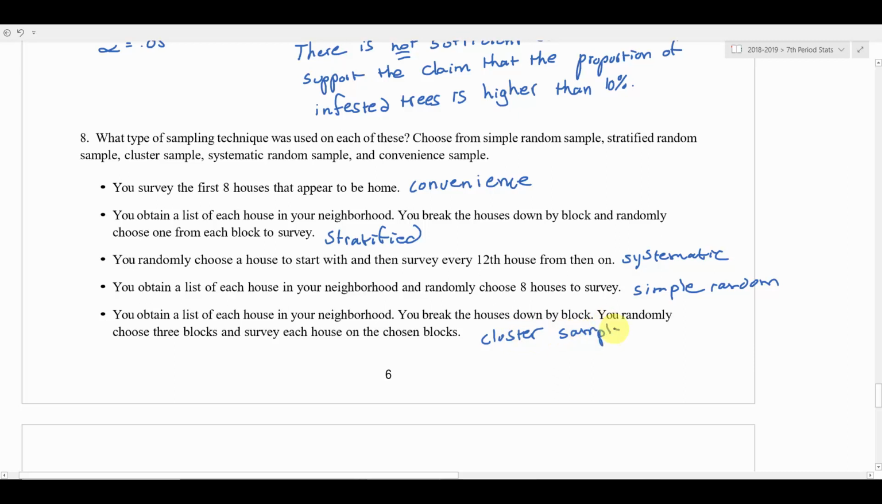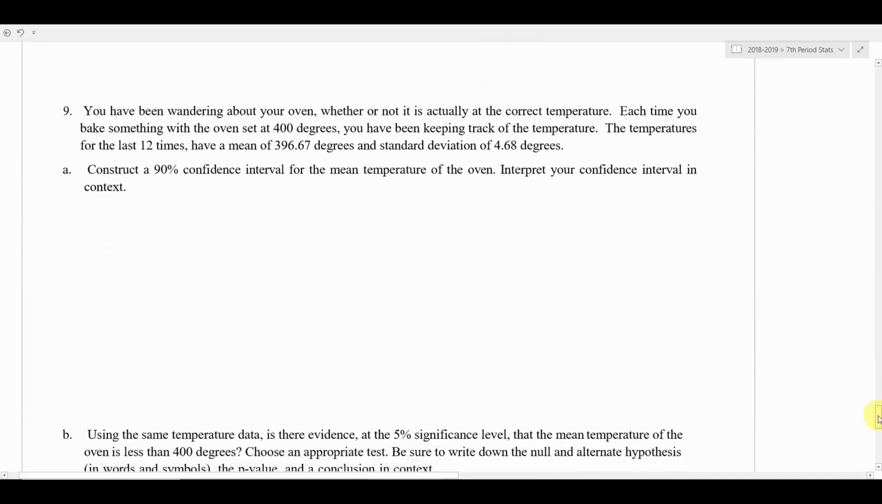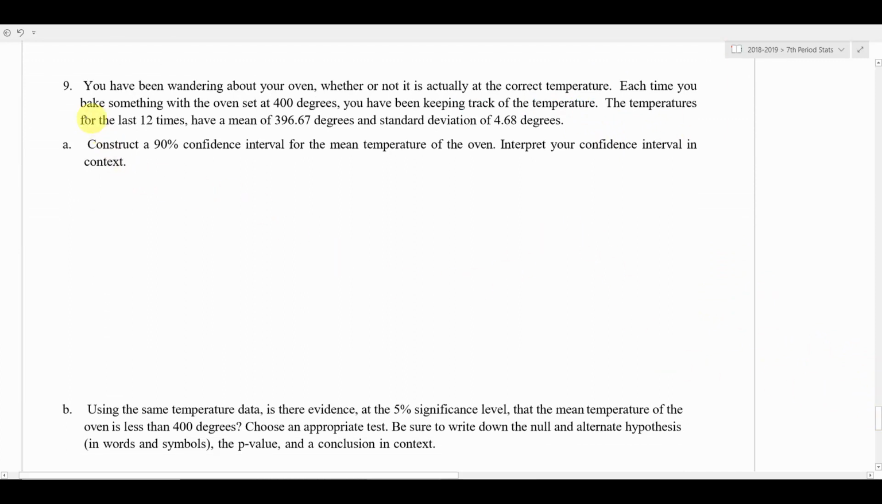All right, and the difference between cluster and stratified, they sound very similar. Remember, in stratified, we chose one house from each strata. In a cluster sample, we randomly pick 1 or 2 or 3 of the clusters, and we sample every house in those clusters. Okay, so there's no proportional picking from each one like there was in the stratified. All right, so that's sampling techniques. Again, you might want to go back to chapter 1 and take a look at some of those for some more detailed notes on those and some other examples that we did in class.